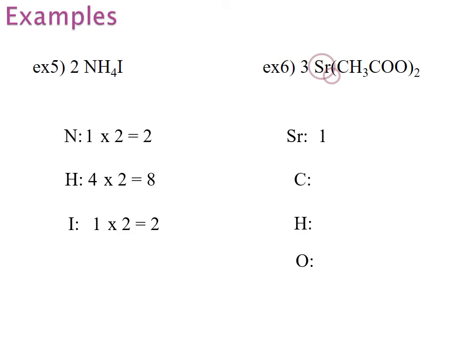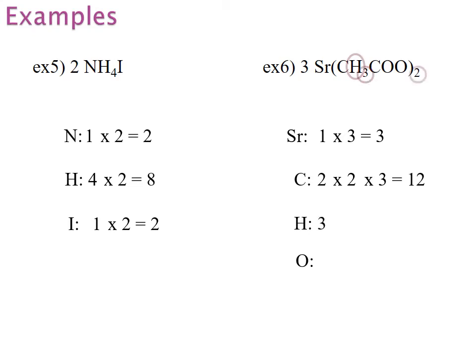Sr, there's just 1, and I will have to multiply it by the 3 that precedes the formula, giving me a total of 3 strontium atoms. C, I have 1 here and 1 here. That's a total of 2 carbons. I will have to multiply it by 2 because it is inside of the brackets, and then I will multiply by the 3 that precedes the formula. And that gives me a total of 12 carbon atoms.